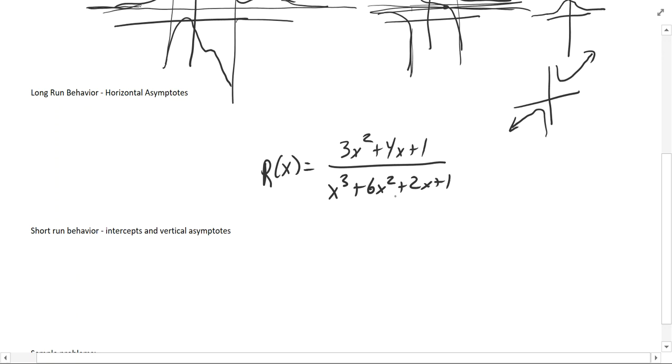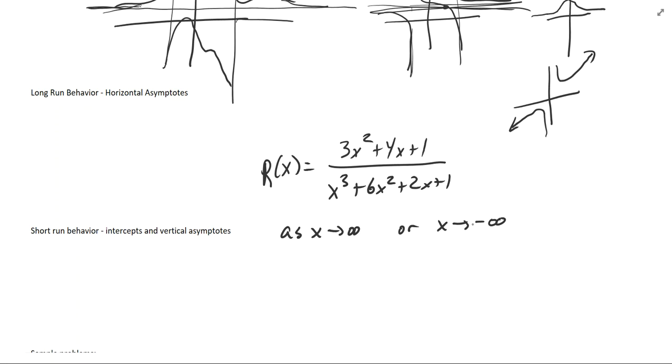What we want to look at is what happens in the long run. What happens as x goes to infinity, or as x goes to negative infinity? So if I look at something like r of x is equal to 3x squared plus 4x plus 1 over x cubed plus 6x squared plus 2x plus 1.